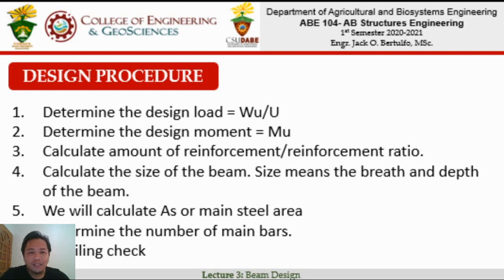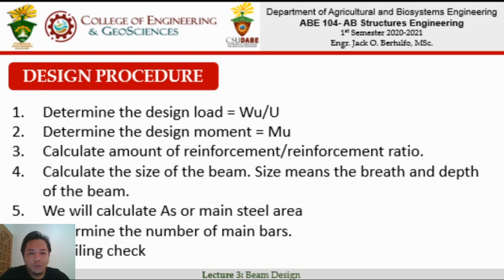The next thing to do is to determine the design moment. The design moment can be calculated if you draw the shear and moment diagram. You can calculate the maximum moment, then you will use that maximum moment in your design. The next one is to calculate the reinforcement ratio. We have a formula for this. The reinforcement ratio is just the ratio of steel bars over the concrete.